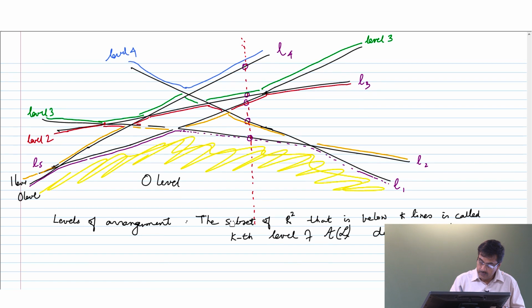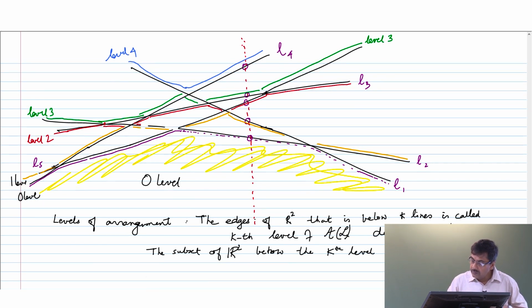I need to revise this. The edges basically means that it should be on one of the lines. So the edges of R square that are below k lines are called the kth level. So I have drawn the 0th level, level 1, level 2, and the subset of R square below the kth level is known as the less than or equal to k level.